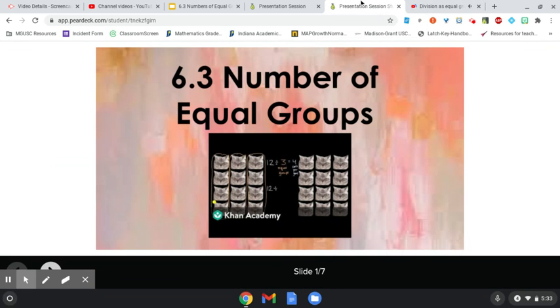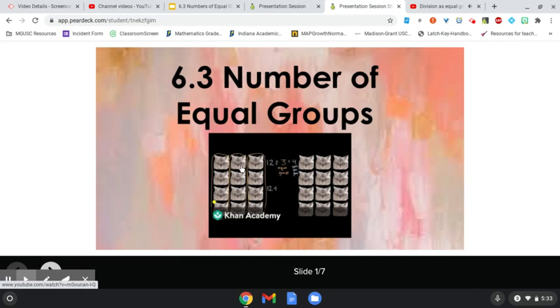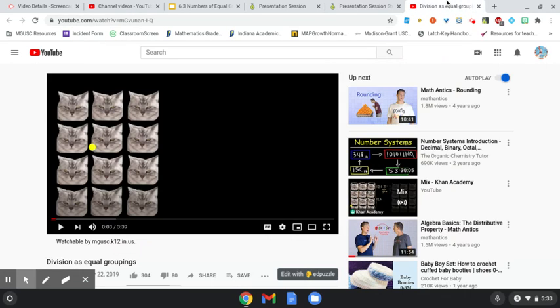Okay, so it looks like we, ladies and gentlemen, have some angry cats on our hands. We are going to be going over 6.3 and its number of equal groups. Now, instead of having to put dots in the equal groups, you're actually going to have to be circling them. So it's a slight change up for today. We're going to be going over that, and I am super excited for this video.